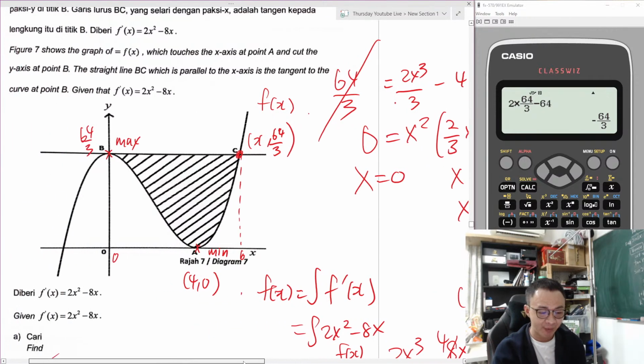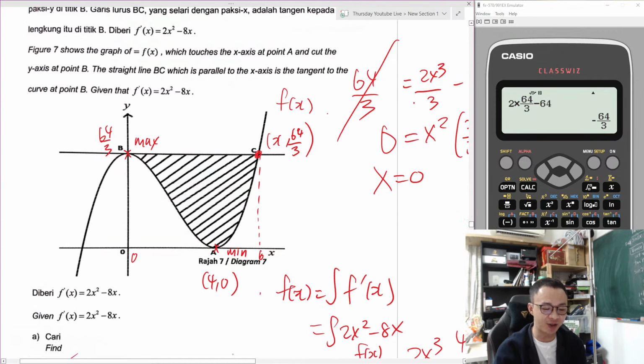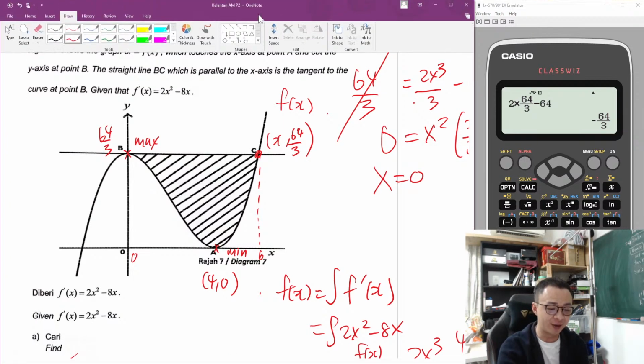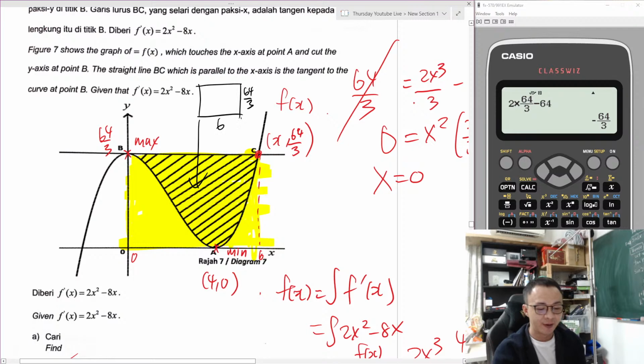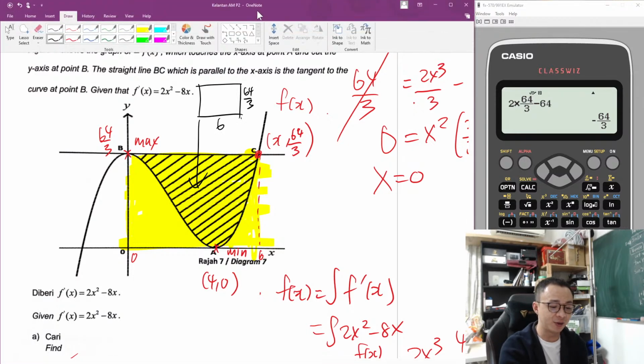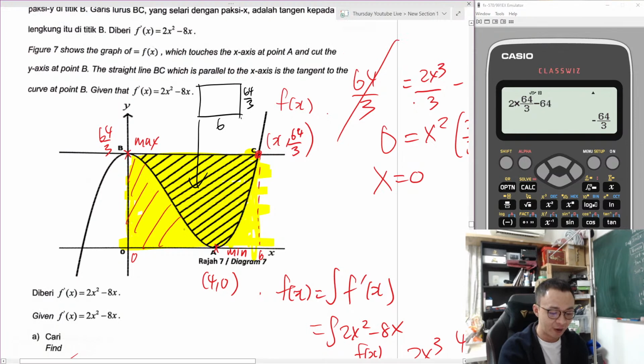Alright, so in order to find the area of shaded region, I want to find the whole rectangle. I should be able to see this rectangle here. Even though my highlight is not very nice, at least you should be able to see this rectangle. So this rectangle is not too hard to find, right? In order to find this rectangle, we know the bottom is 0 to 6 and the height is 64 over 3. Then I want to use the rectangle to minus, I integrate the curve all the way from 0 to 6.